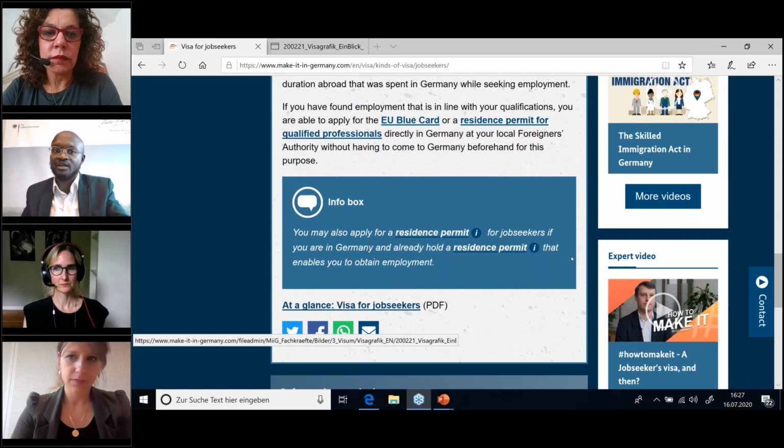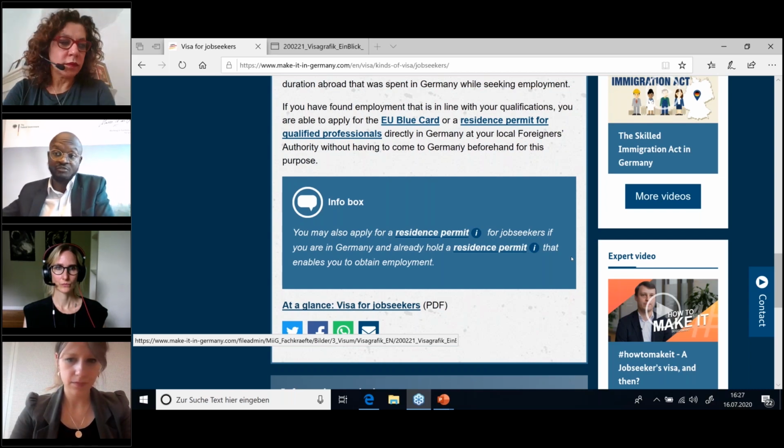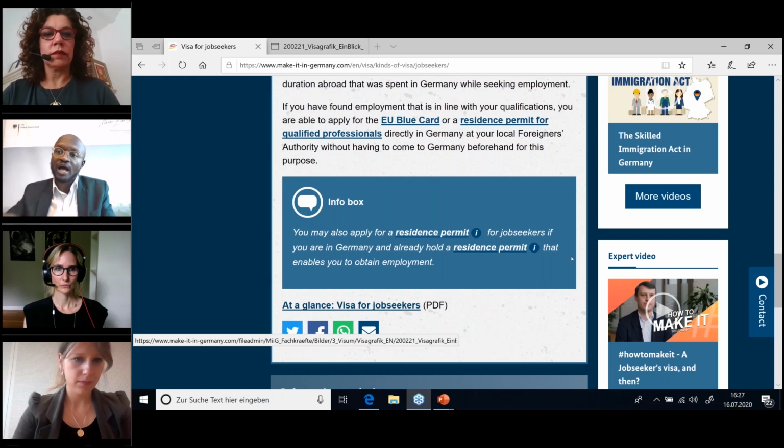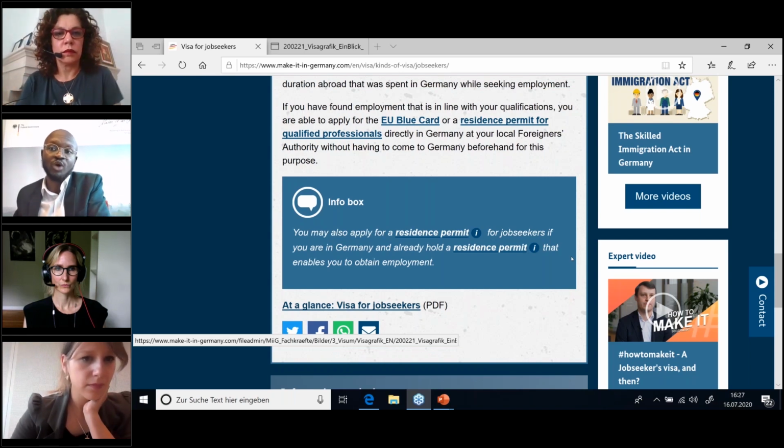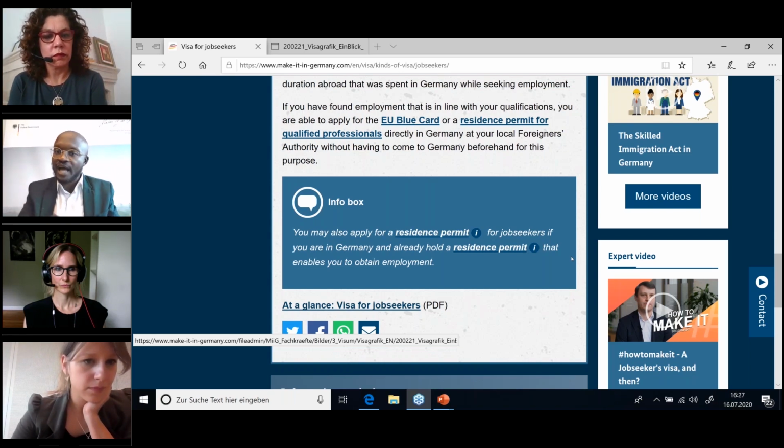And again, I show you the requirements you need for a job seeker's visa. In that part, there are two differences. For example, if you have an academic degree, you don't need German language in order to apply for a visa for job seekers. But if you have a vocational training, then you have to prove that you have B1. So in that case, A1 won't be enough for you in order to apply for a visa for job seekers.